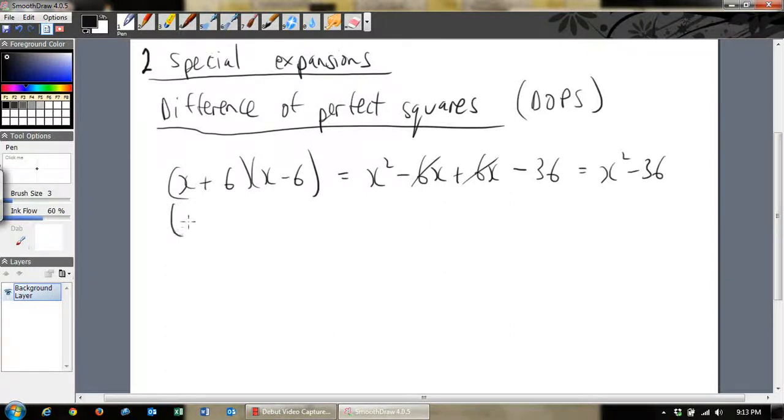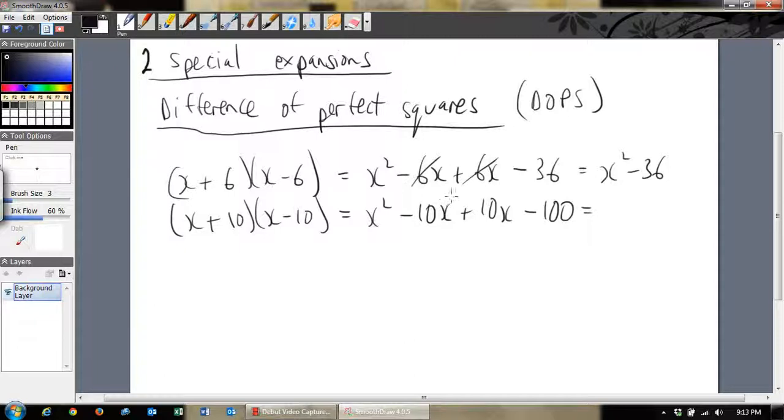Let's just try another one. X plus 10, x minus 10. Let's see if you can get the pattern. X times x is x squared. X times negative 10 is negative 10x. Positive 10 times x is positive 10x. And positive 10 times negative 10 is negative 100. If we simplify that, again we get negative 10x, positive 10x. They cancel out, and you just get x squared minus 100.